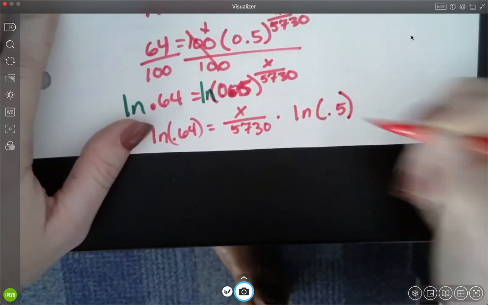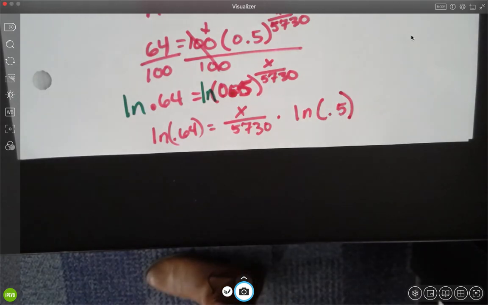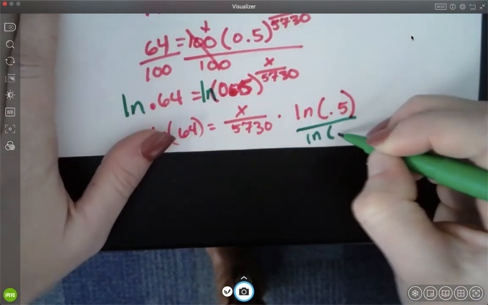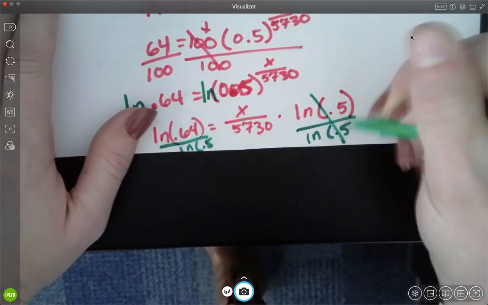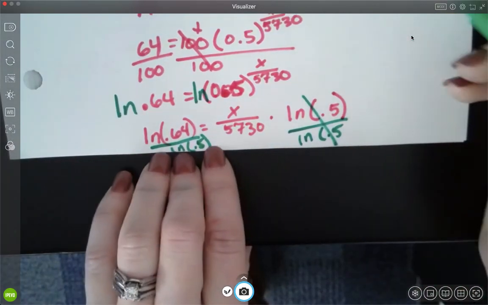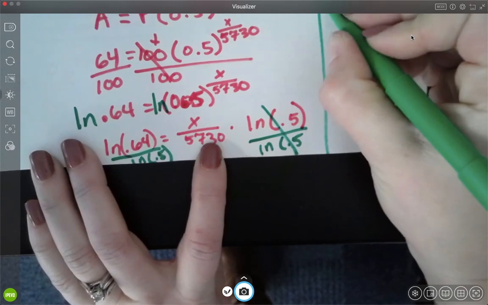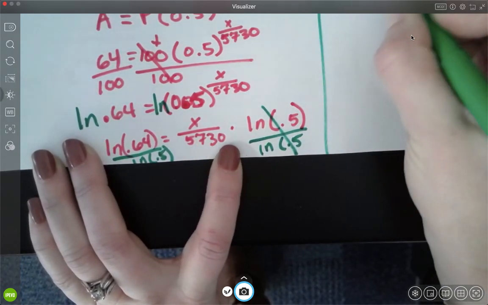Okay, then what can you do? Divide by the ln of 0.5. After you do this so many times, it's kind of like second nature. You can kind of figure it out. So what's ln of 0.64 divided by ln of 0.5? 0.644. Equals x over 5730.